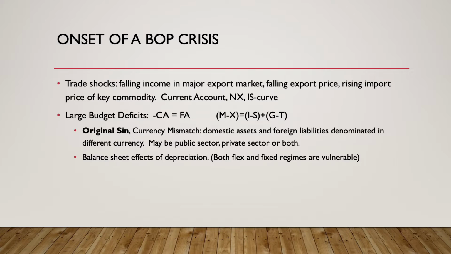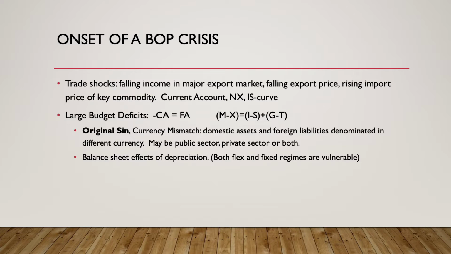Large budget deficits. When we looked at our balance of payments identity, we saw that if you have a current account deficit, by definition, you must have a financial account surplus. Our second equation for this came from our leakages and injections equilibrium, and what it shows us is if you're running a trade deficit, i.e. imports over exports, then either your private or public sector must be running up debt.